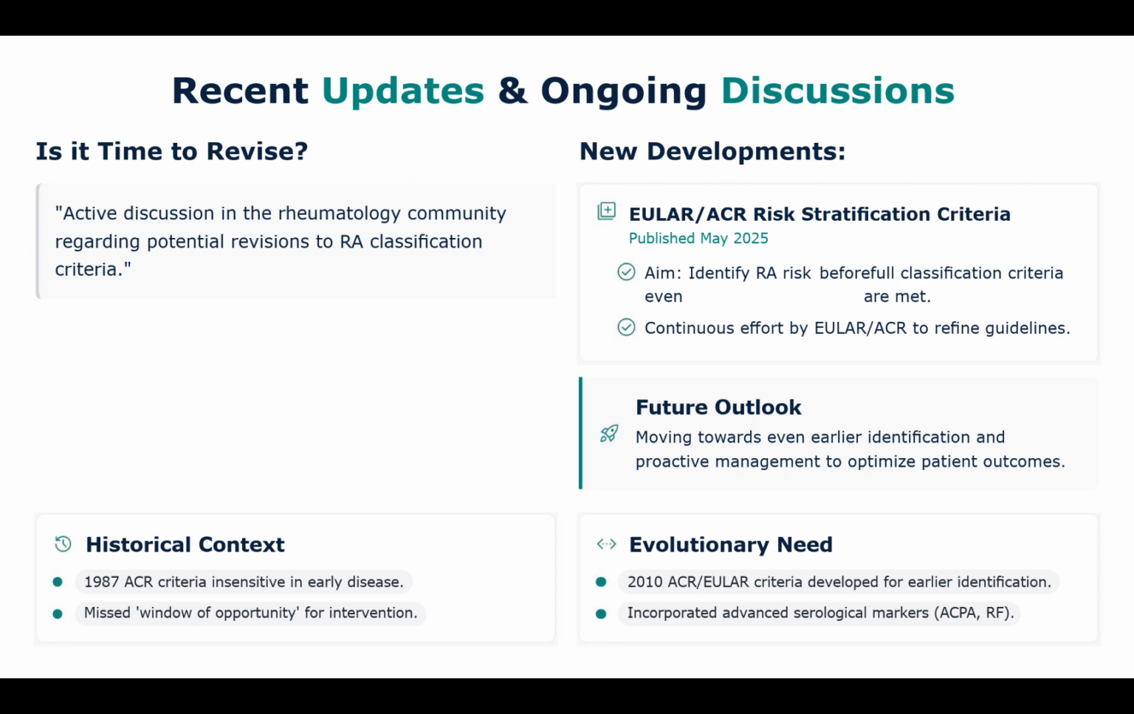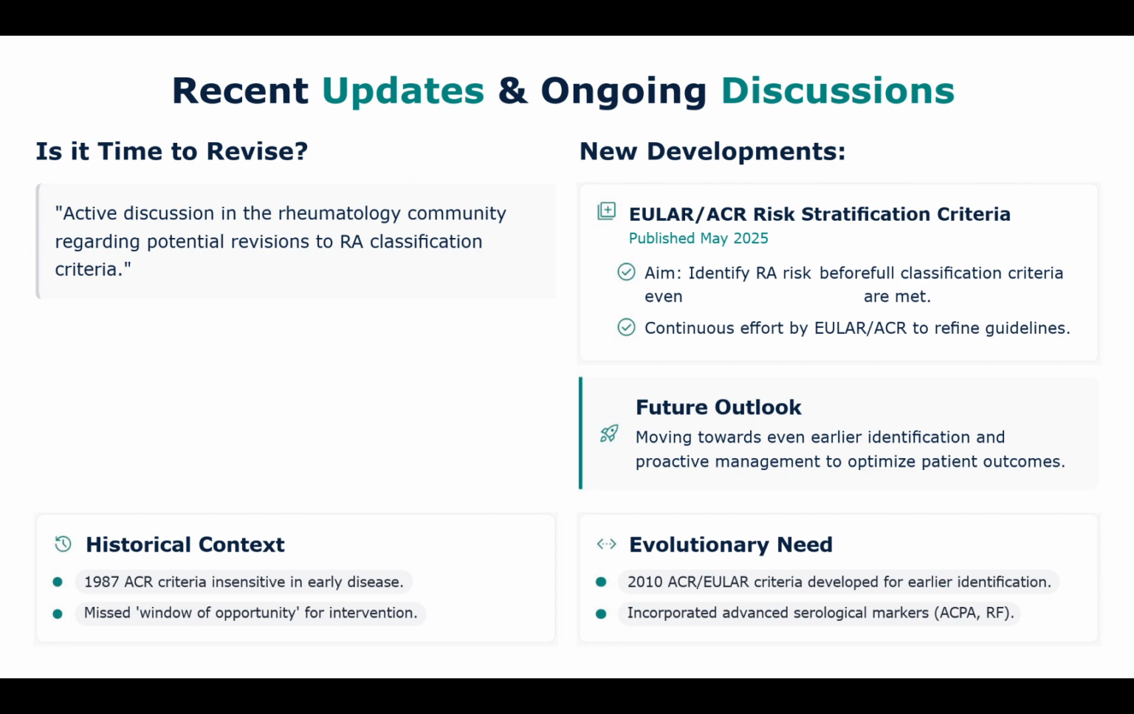The world of rheumatology is always moving forward, and there is definitely an active conversation happening. Is it time to tweak the current criteria again? And guess what? There are indeed new things happening. The EULAR and ACR risk stratification criteria for arthralgia were just published in May 2025. The goal here is to spot people who are at risk for rheumatoid arthritis even before they meet the full classification criteria. This really shows how EULAR and ACR are continuously working to make their guidelines even better.